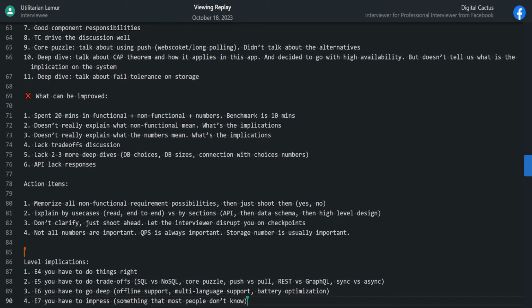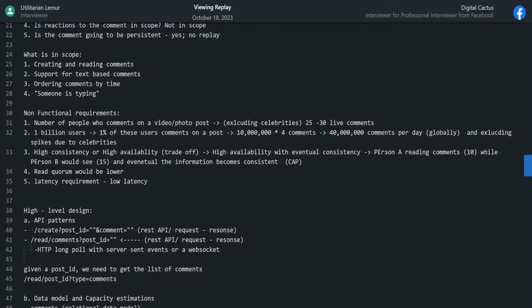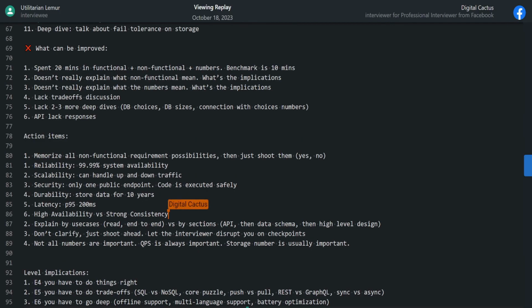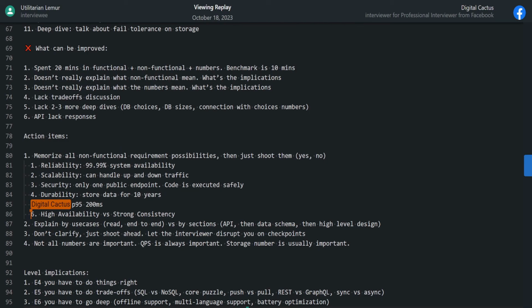The second one is, on non-functional requirements, instead of thinking about what non-functional requirement I need here, you just memorize, okay, these are 10 possible non-functional requirements, and you just say yes, this is needed, no, this is not needed. Just to give you an example, these are a few possibilities of non-functional requirements. This is not exhaustive, but it's good enough. There are 6 possibilities. Do I need reliability here? No, I don't need it. Scalability: do I need to handle up and down traffic? Oh yeah, I might need to handle spikes in traffic.